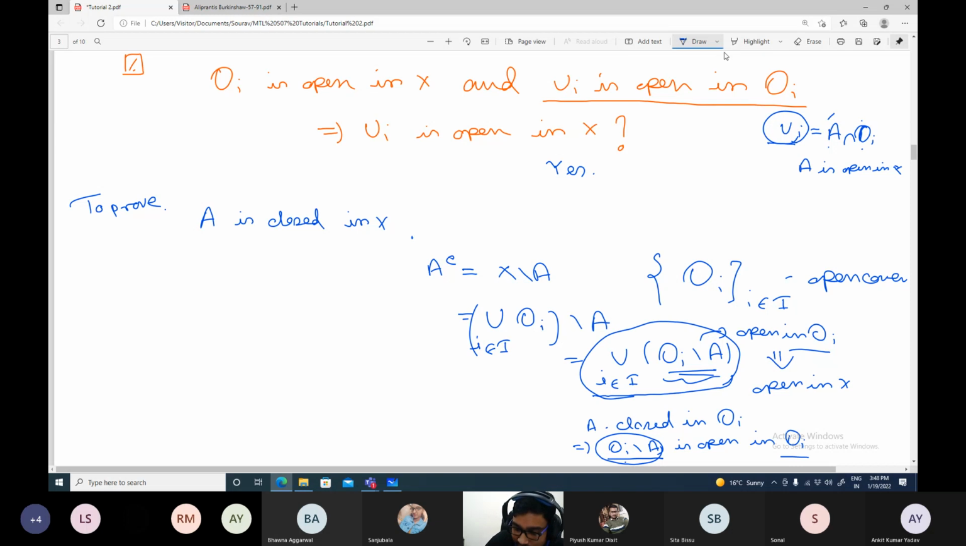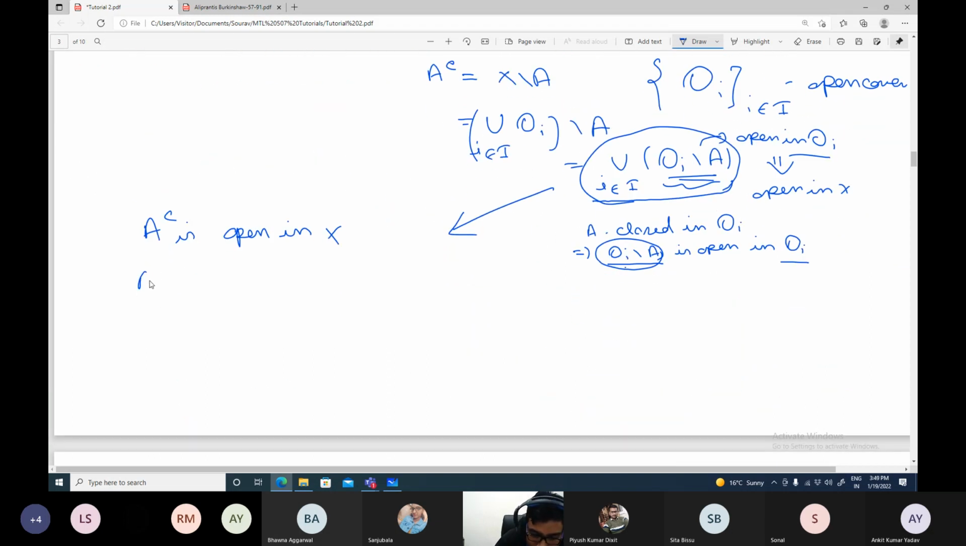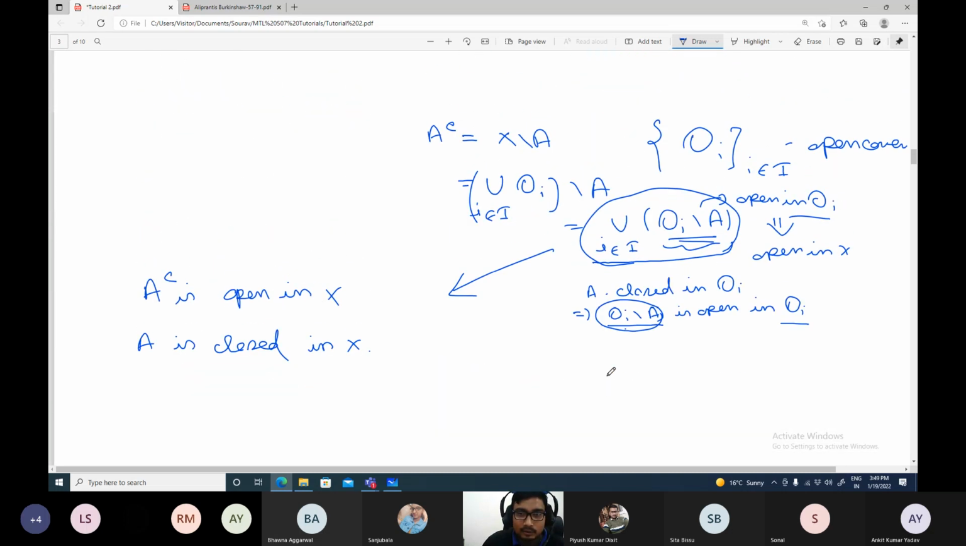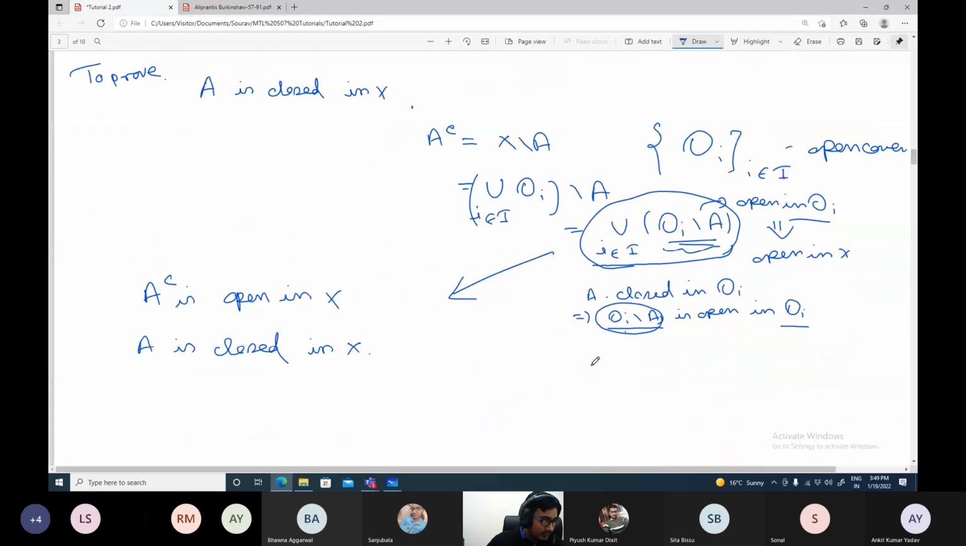So what we can say is that this set is open in X. So what is this one? This is nothing but A complement. So A complement is open in X, and so A is closed in X. Okay. So is it clear? If yes, I will move to the next problem.